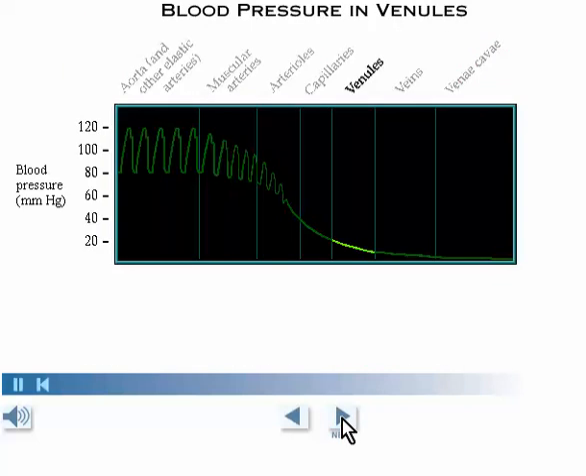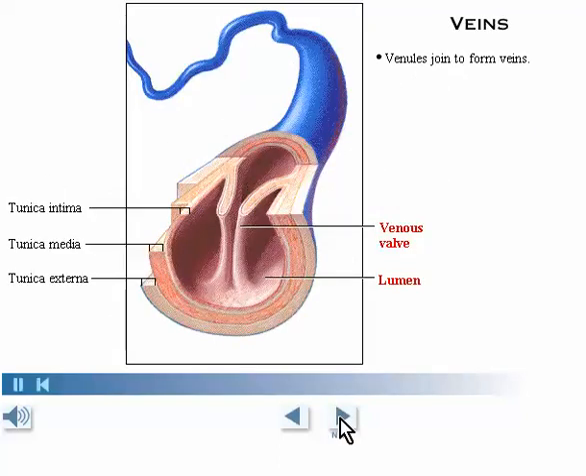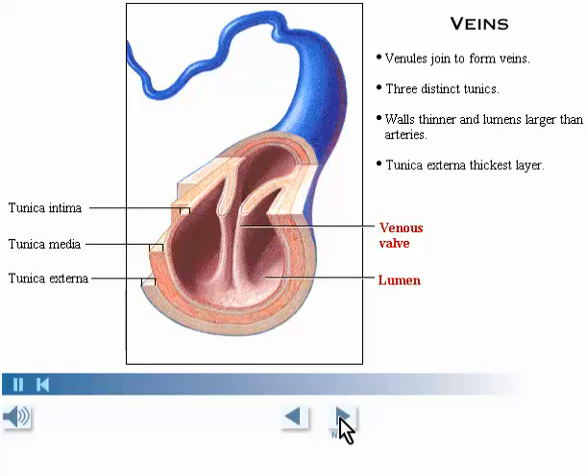In the graph of blood pressures, note that pressure continues to drop as blood flows through the venules, encountering further resistance. Venules join to form veins. Veins usually have three distinct tunics, but their walls are always thinner and their lumens larger than those of corresponding arteries. The tunica externa is the thickest wall layer.